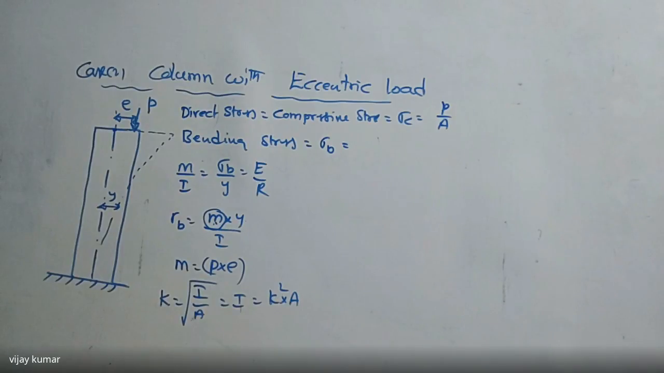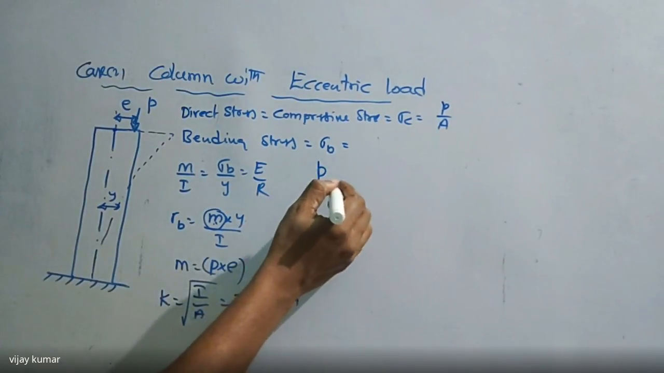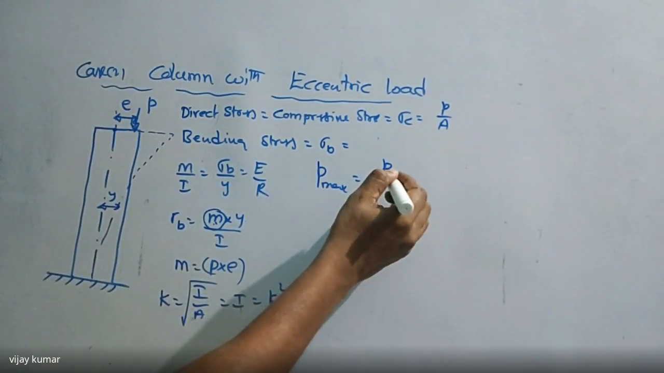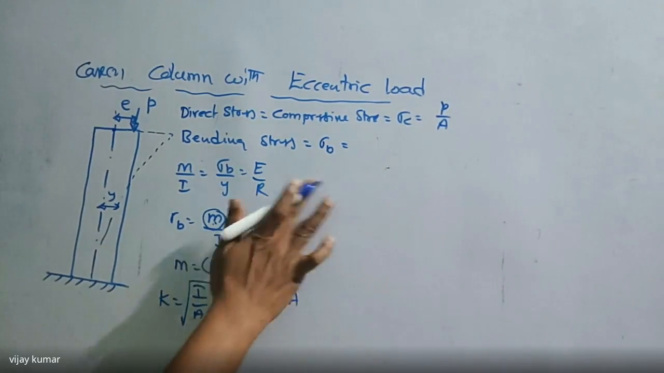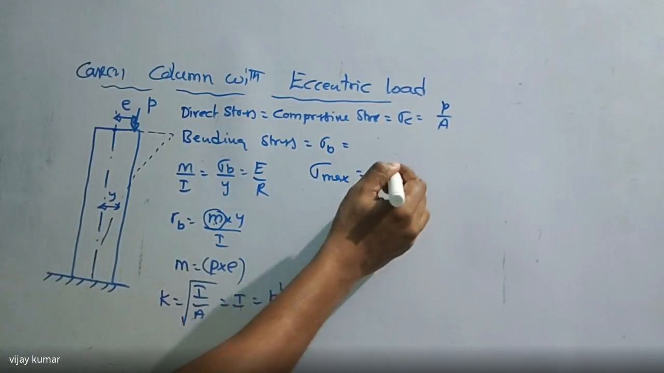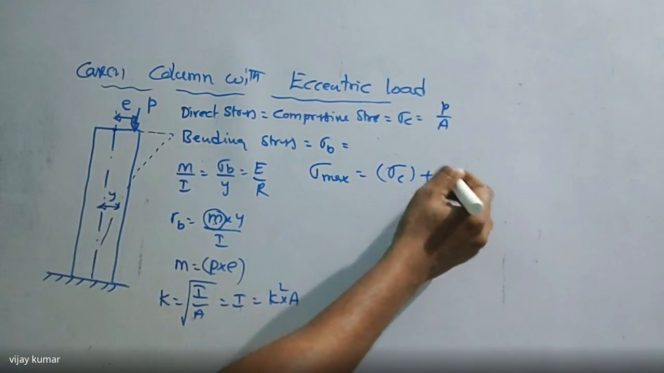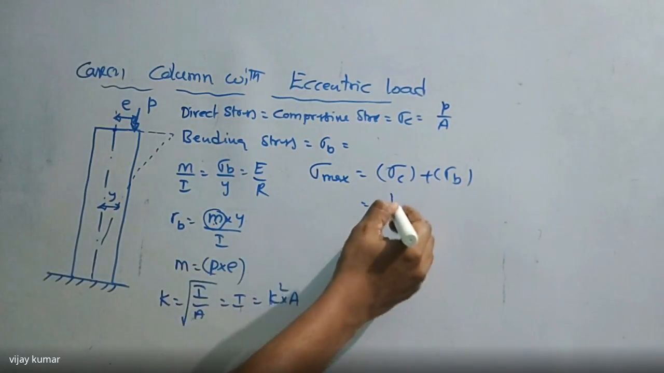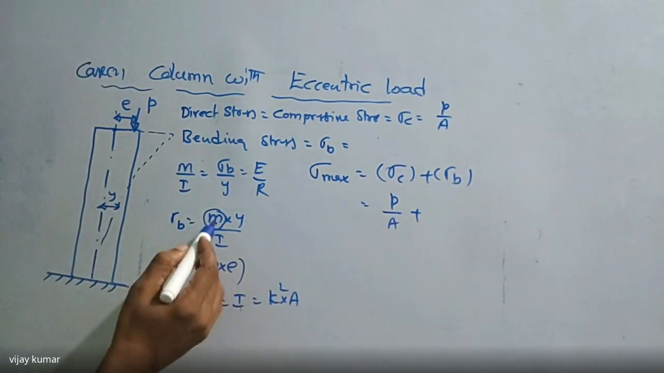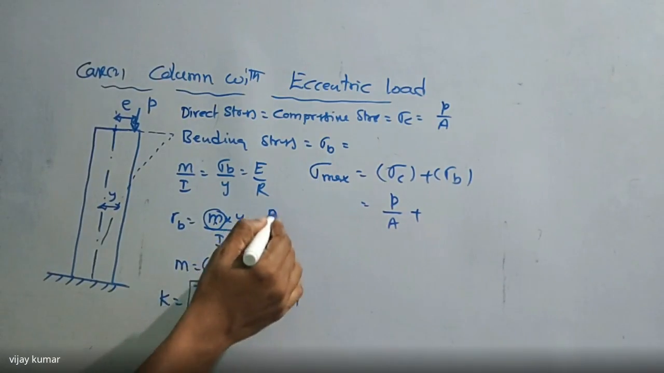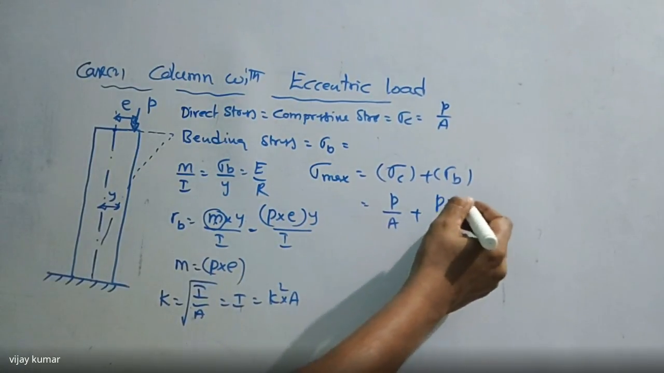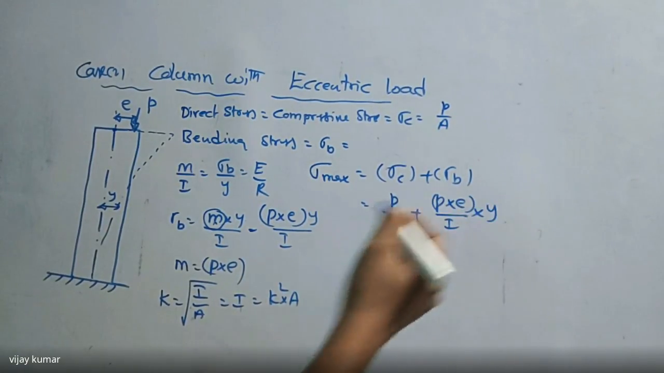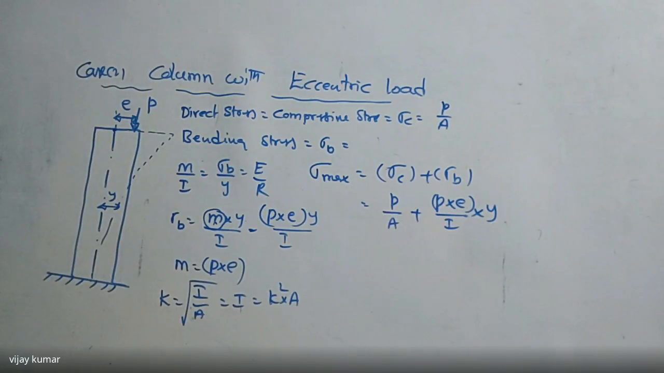So what is the maximum compressive stress here? The maximum stress, the crushing stress, I am writing here: sigma maximum is equal to sigma C plus sigma B. Sigma C is P by A, plus in place of M I am writing P into E, that is P into E into Y divided by I value. Have you got my point or not?